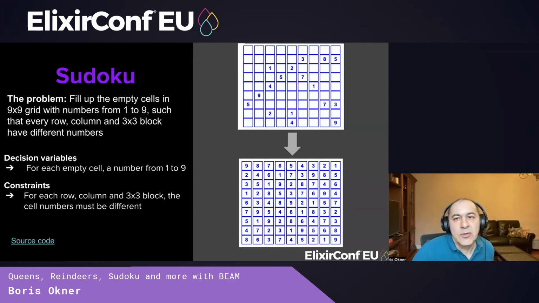Sudoku. We all know what it is. Just in case, I will reiterate the rules. Fill up the empty cells in a 9 by 9 grid with numbers from 1 to 9, such that every row, column, and 3 by 3 block have different numbers. So again, it's pretty straightforward to see what the decision variables are. For each empty cell, we want to decide on a number from 1 to 9. And constraints are, again, just Sudoku rules.